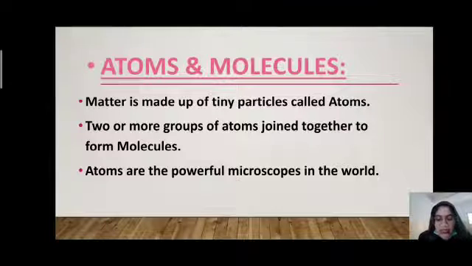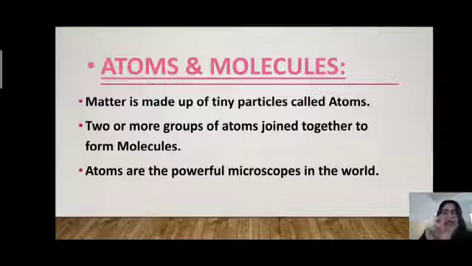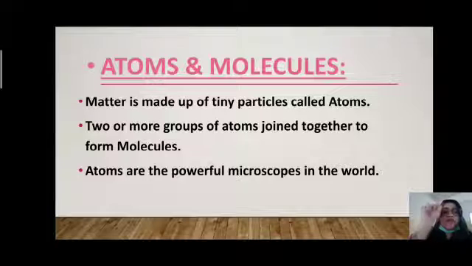Everything in the world is made up of matter, and all the matter in the world is made up of atoms and molecules. I have given you the definition of atoms, and I have told you the definition of molecules also. For example, if we have one tiny atom and another tiny atom, when these two tiny atoms join together, they form a molecule.